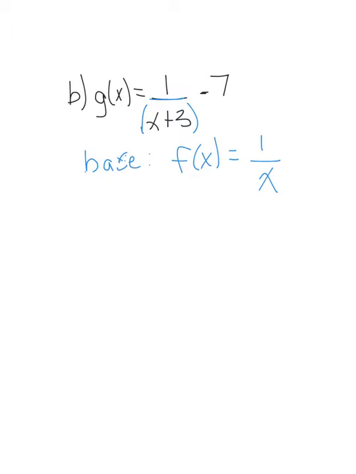So the first thing that I'm going to be noticing is this x plus 3 right here. So right away, I can tell that my d value is equal to, again, it has to be opposite, negative 3. So right away, I know that I have a translation left 3 units.